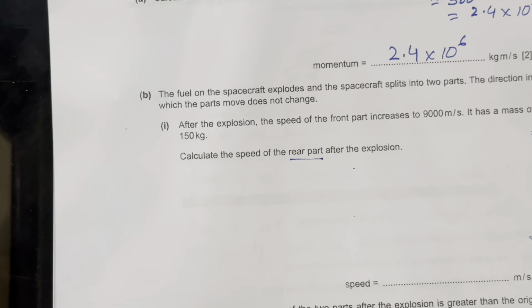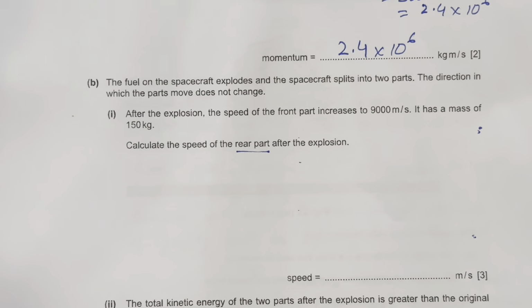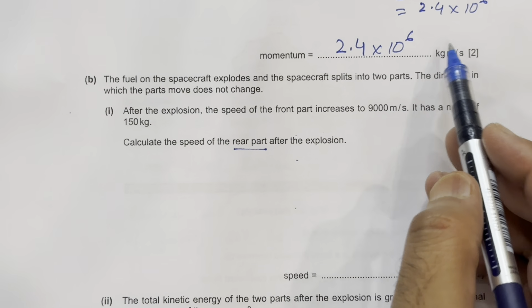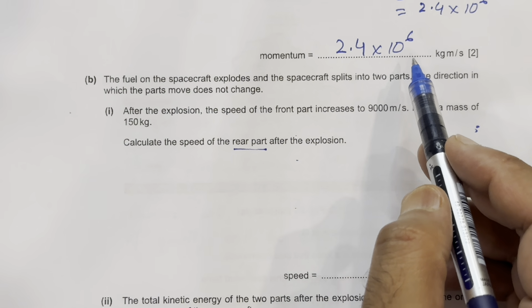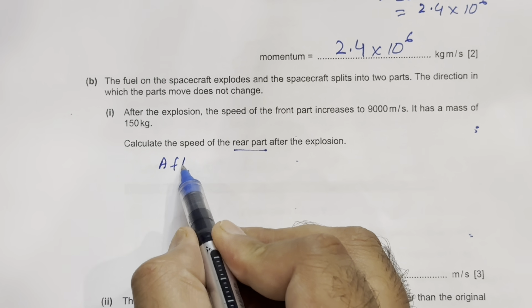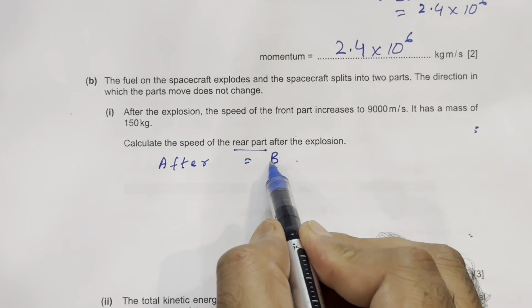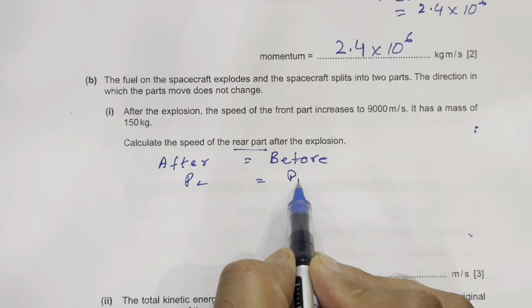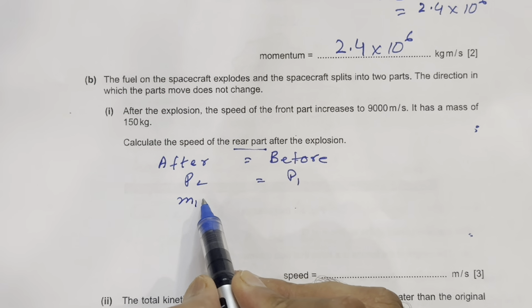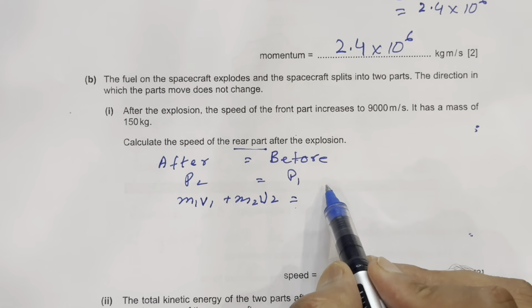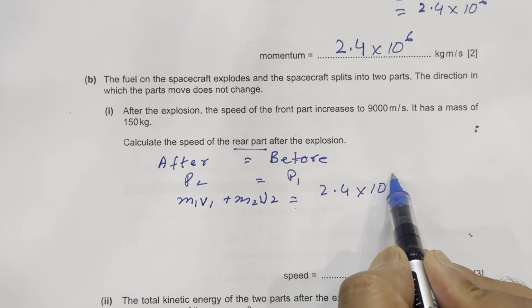So we know that we have to apply the law of conservation of momentum. What is the law of conservation of momentum? It is that momentum before collision and after collision must be equal. So we calculated before collision, the momentum was 2.4 into 10 raised to power 6, and now we need to see what is going to be after. After is equal to before, or you can say P2 is equal to P1, and M1 V1 plus M2 V2 is equal to 2.4 into 10 raised to power 6.